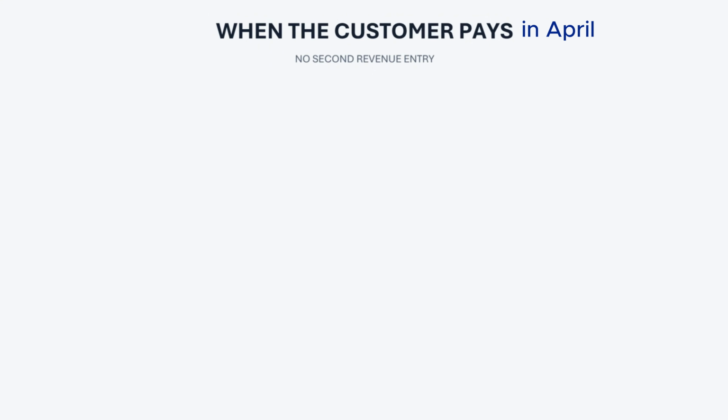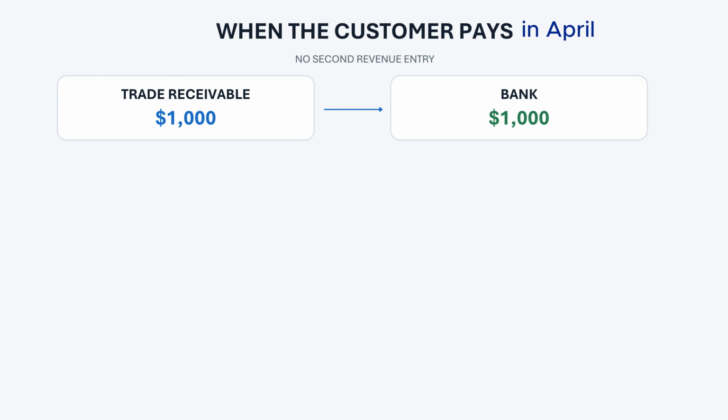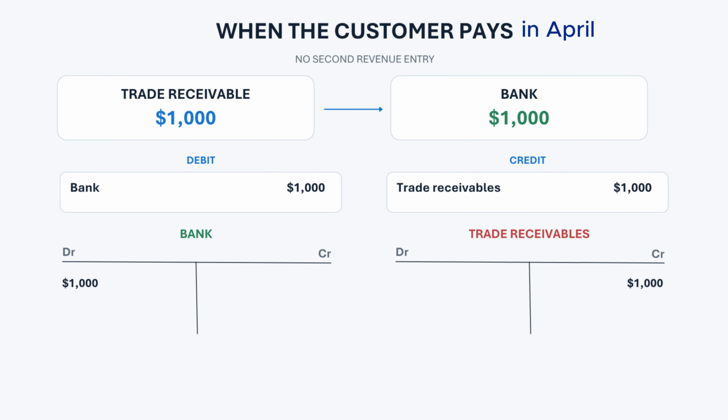Now we move into April, and the customer finally pays the $1,000. We don't recognize another $1,000 of revenue as we've already recognized it in March. We post debit bank and credit trade receivables $1,000. Our bank asset increases and our receivable asset decreases because the customer no longer owes us the money. So we're effectively converting one asset, the receivable, into another asset, cash. There is no additional revenue.